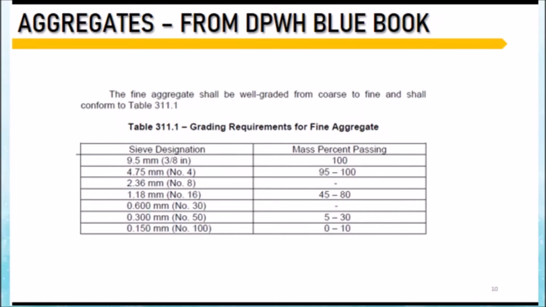Ngayon, balik tayo doon sa specification natin sa fine aggregates. Sabi dito, 100% passing dapat ng sample ang nag-pass sa sieve number 3/8. So paano kung may na-retain? It only means that the fine aggregates do not conform with the specifications.